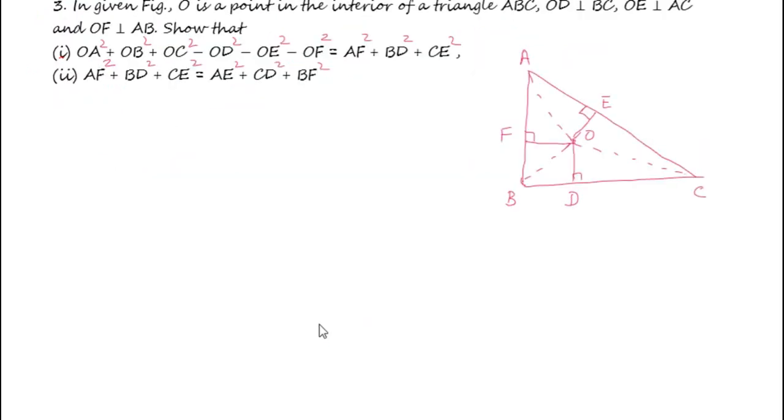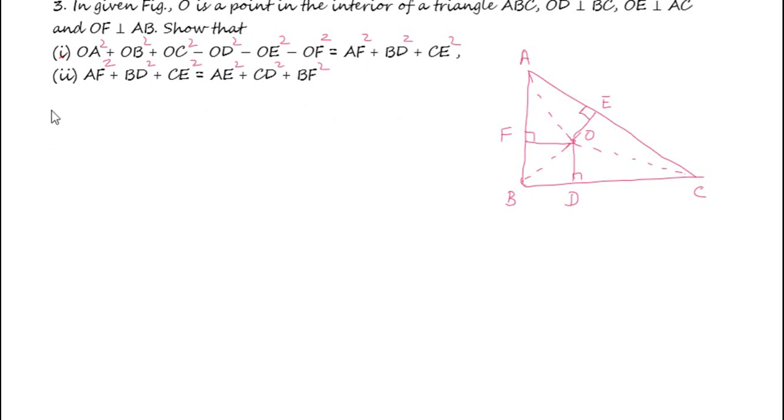Next exercise. In the given figure, O is a point in the interior of the triangle ABC. This is the point O, and OD is perpendicular to BC, OE is perpendicular to AC, and OF is perpendicular to AB. Now show that OA square plus OB square plus OC square minus OD square minus OE square minus OF square equals AF square plus BD square plus CE square. This is one. Second one, AF square plus BD square plus CE square equals AE square plus CD square plus BF square.